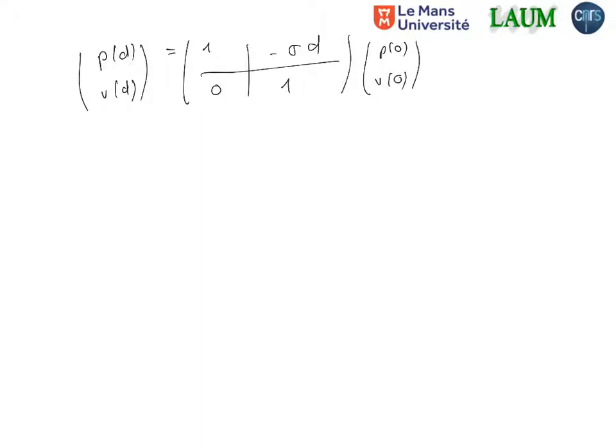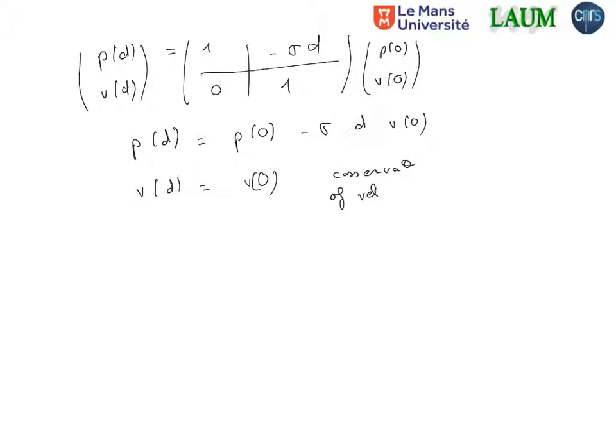Okay, so I can rewrite formally. We have P of D is equal to P of 0 minus sigma D V of 0, and the second equation is that V of D is equal to V of 0. Okay, so this is conservation of velocity, but this can also be conservation of flux if we are in the case of a duct.